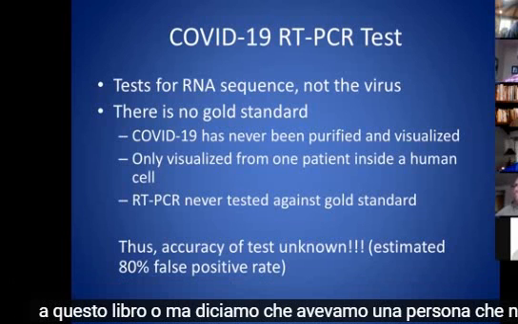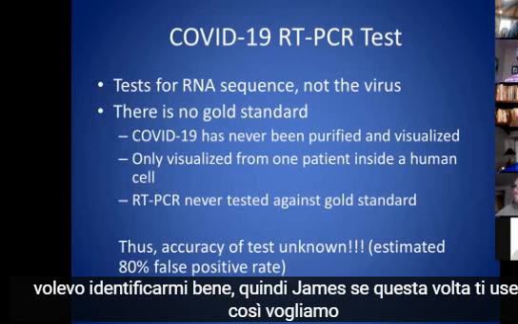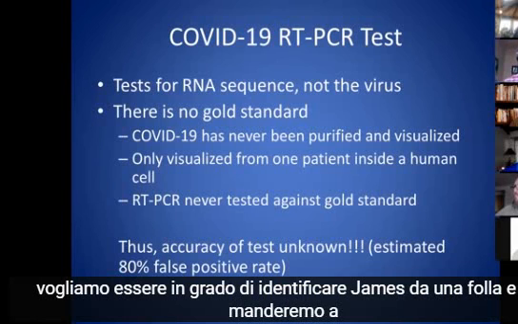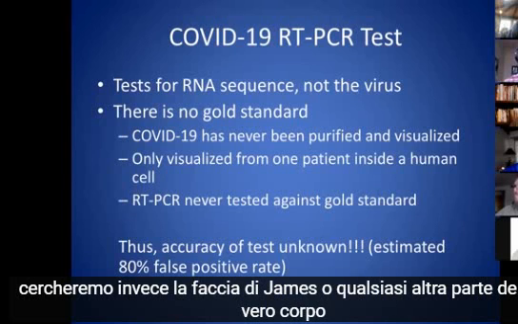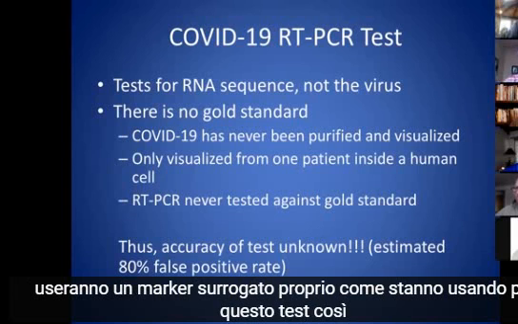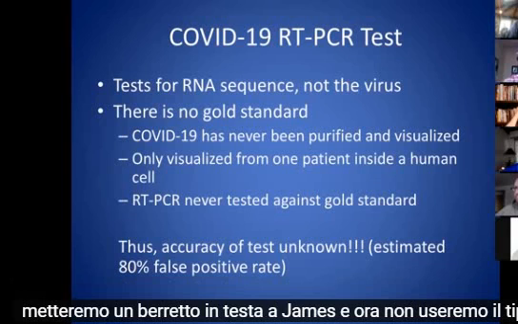Now, that sequence of RNA may be present in a virus, but it also may be present in other things. I'll give you an example, and I think I mentioned this before. Let's say we had a person that we wanted to identify. Okay, so James, I'm going to use you this time. We want to be able to identify James out of a crowd, and we're going to send him to Yankee Stadium to a baseball game. But we're not going to look for James's face or any other part of his actual body. Instead, we're going to use a surrogate marker just like they're using for this test.